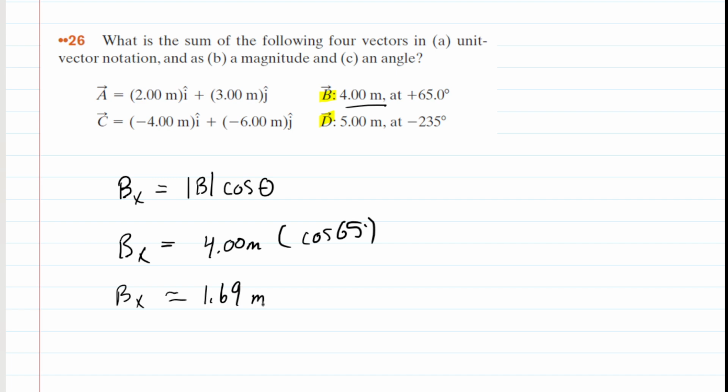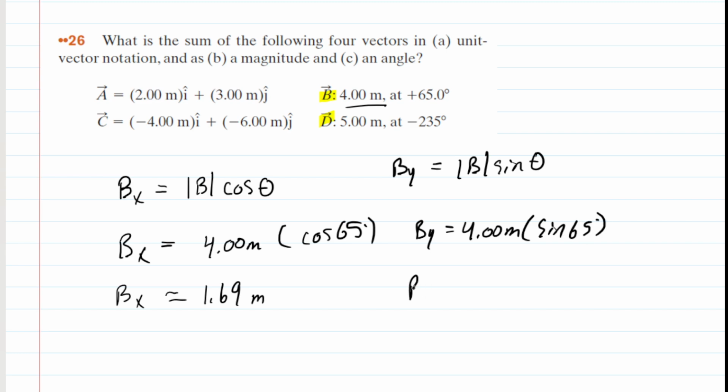Now we're also going to want to get the y component for vector B, and when you calculate the y component of a vector, you take the magnitude of that vector and then multiply by the sine of the given angle. So in this case, we'll take that 4 meters and then we'll multiply it by the sine of 65 degrees. And we end up with a y component of approximately 3.63 meters.